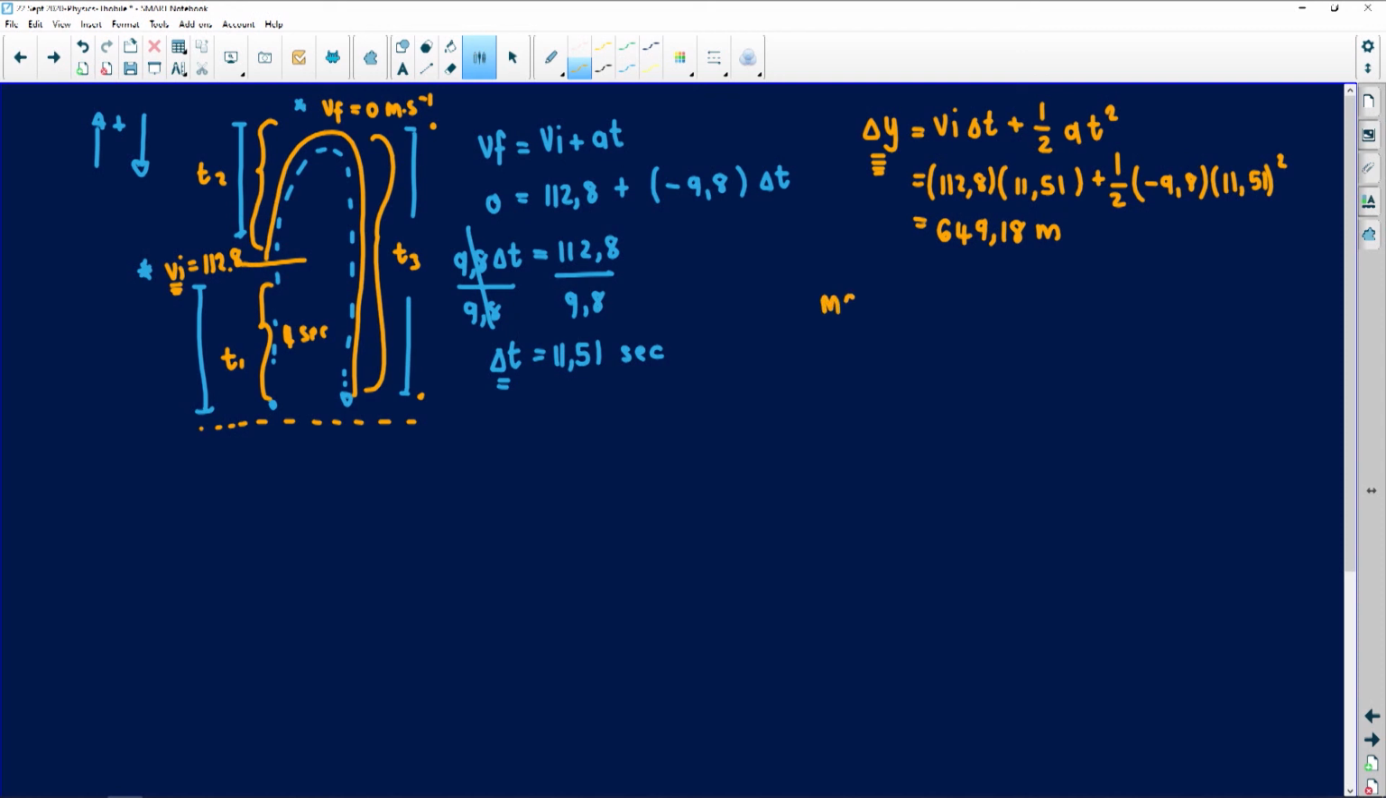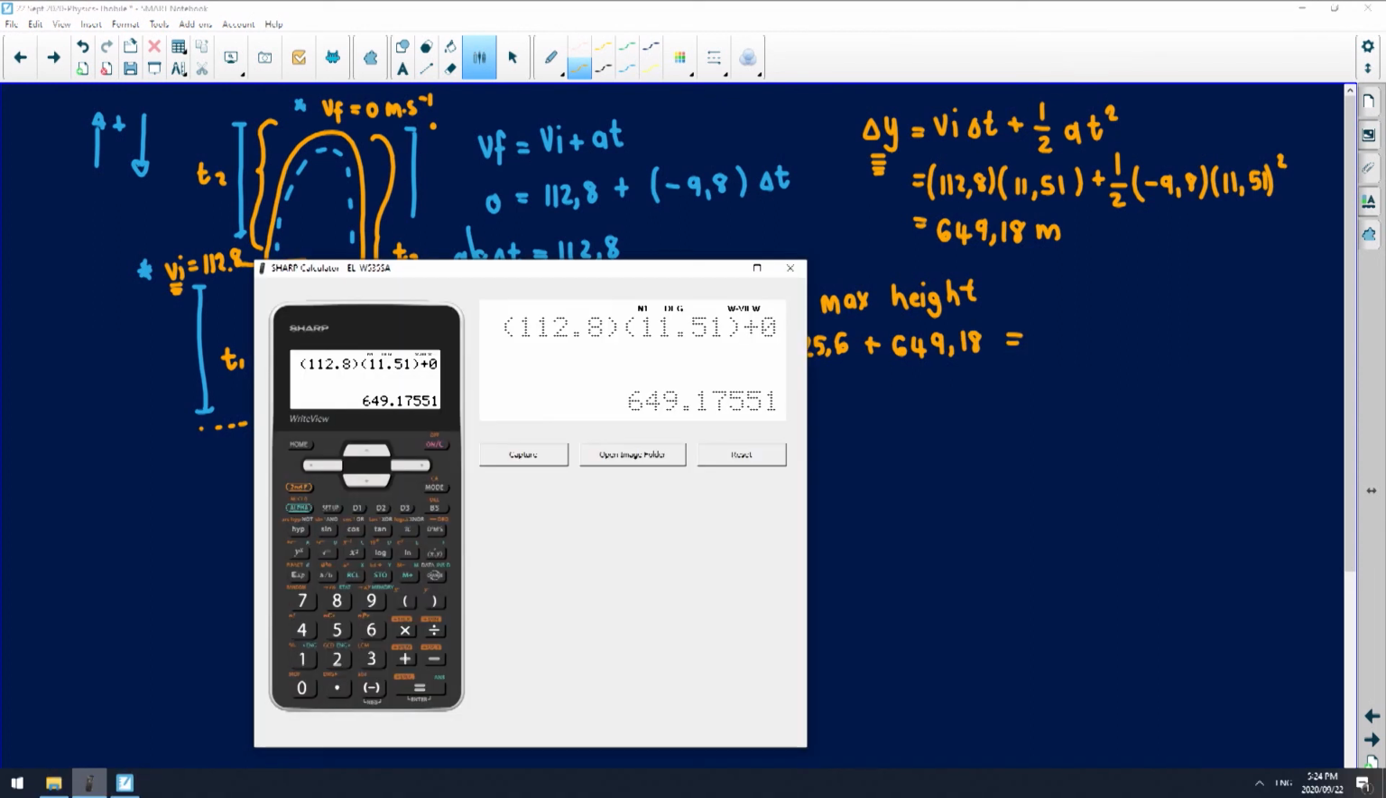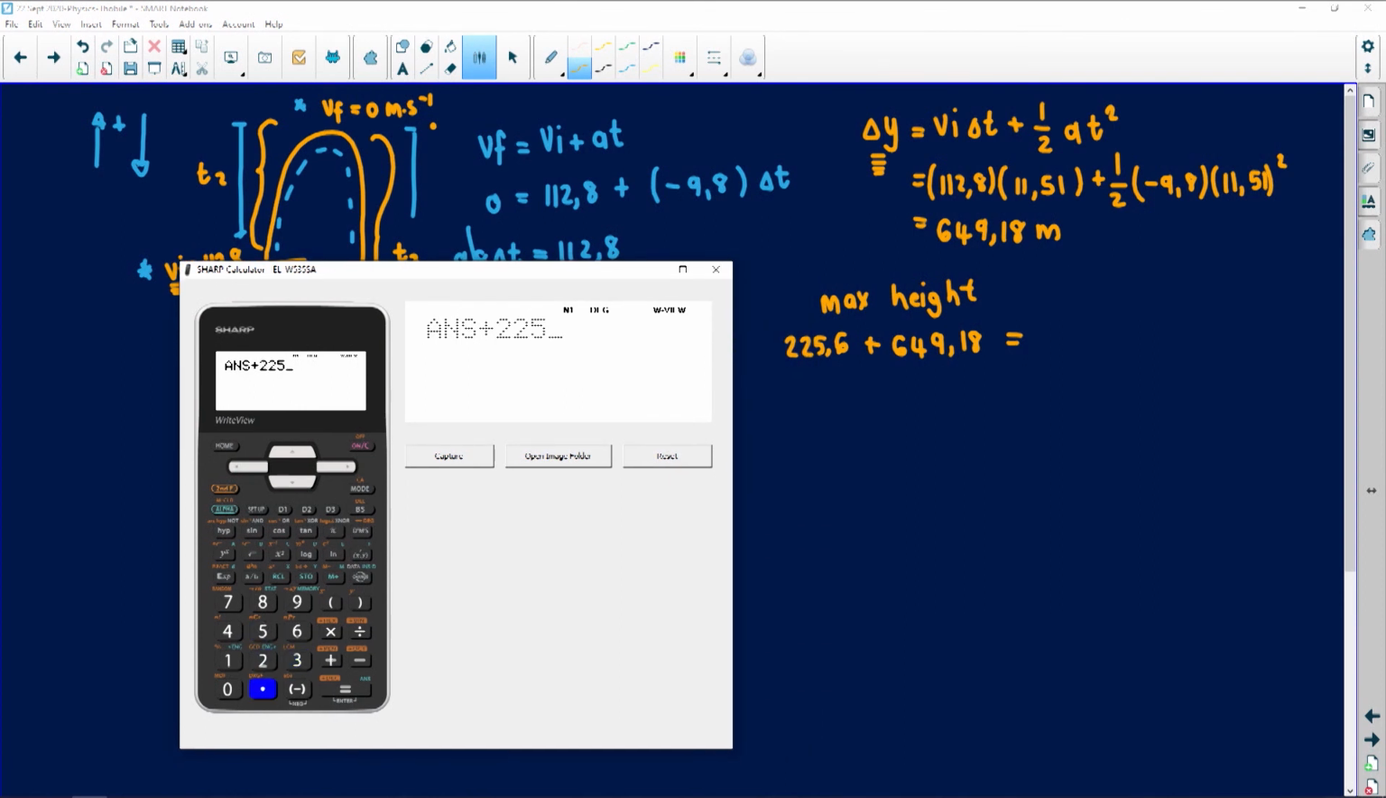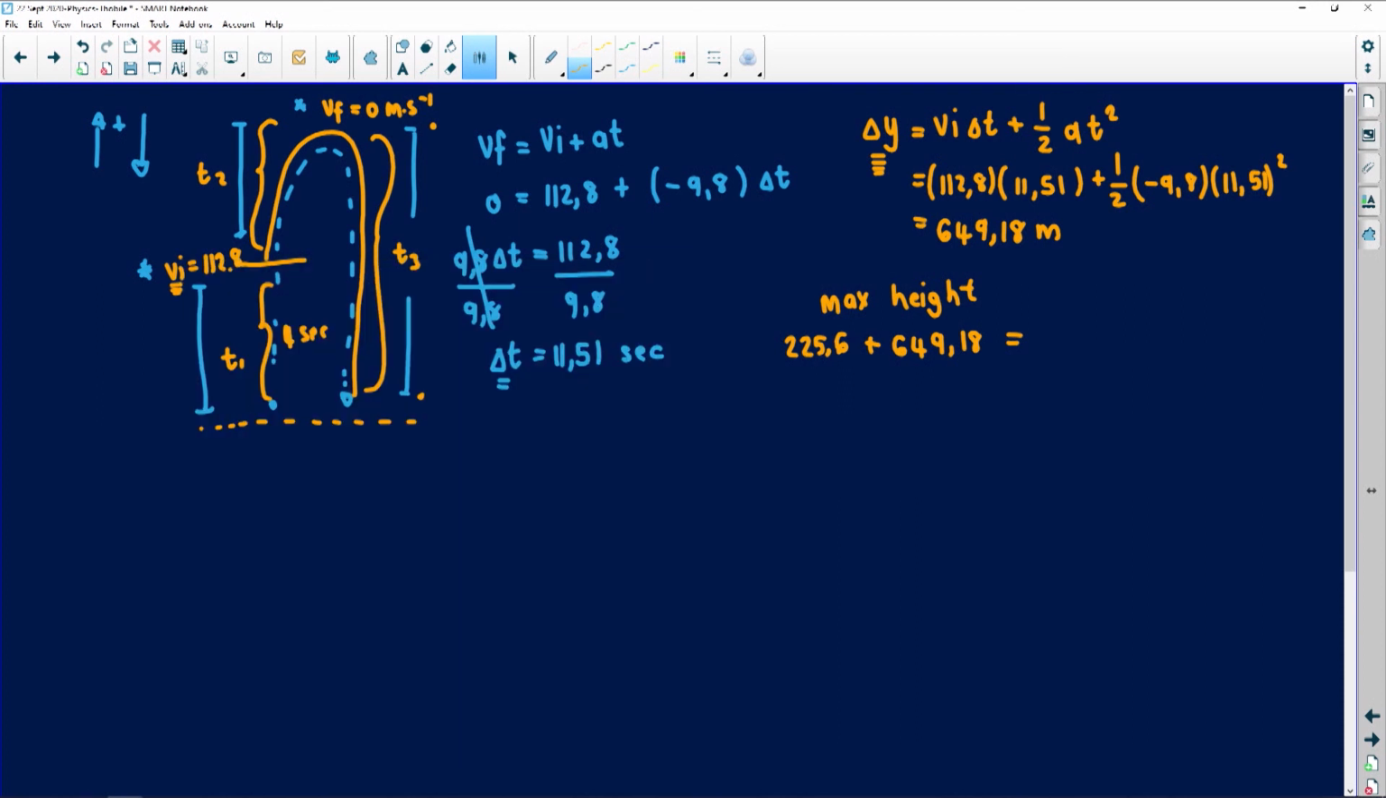Now we're going to look at the maximum height that this rocket actually traveled. So remember, they first gave us that before the fuel ran off, which was 225.6, plus the height that it actually took at maximum height to the bottom, which was 649.18. Let's calculate what that height is. Once we have the total height, we can then calculate the total time. So I get 874.78. Remember, to 2 decimal places, 874.78. SI unit for height is then meters.